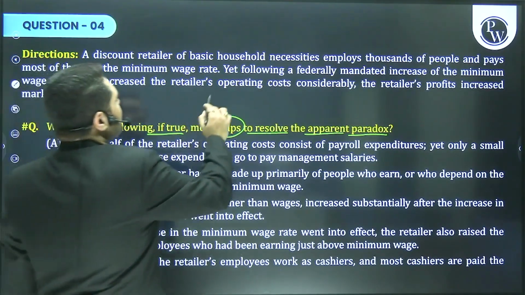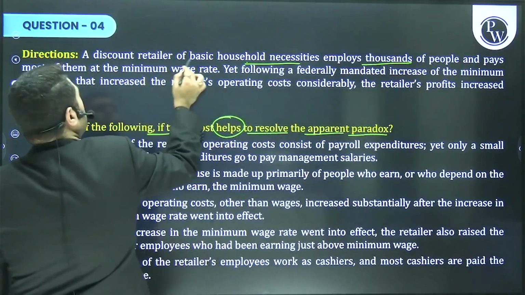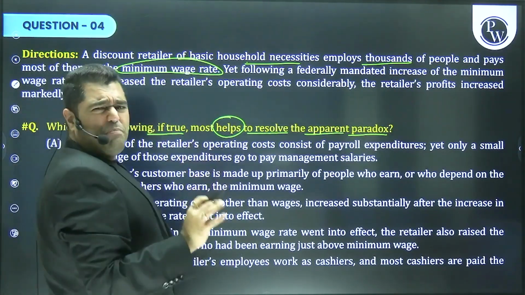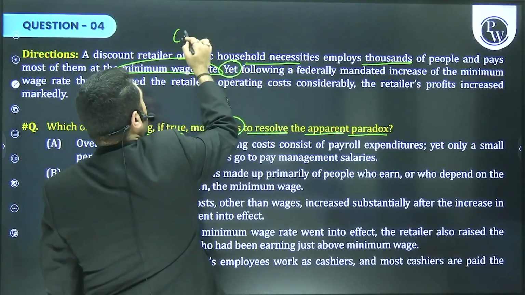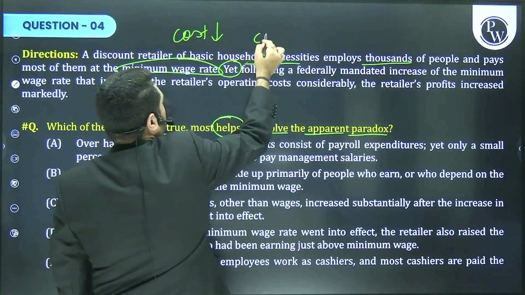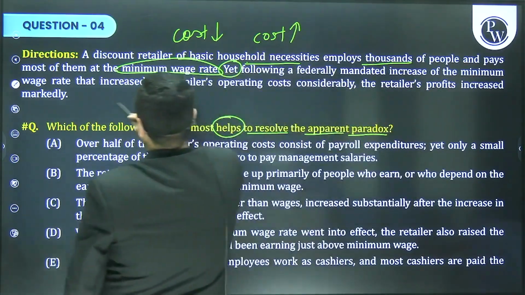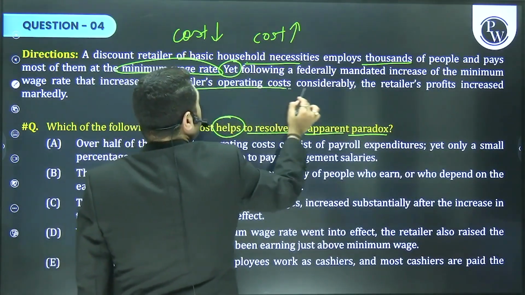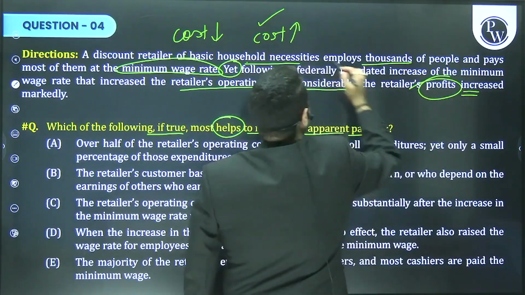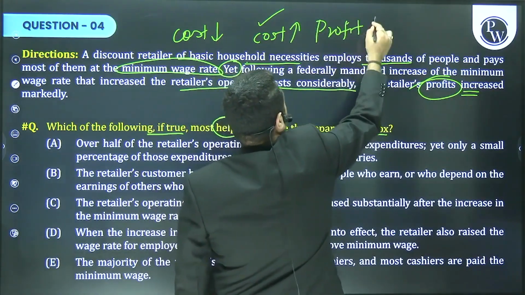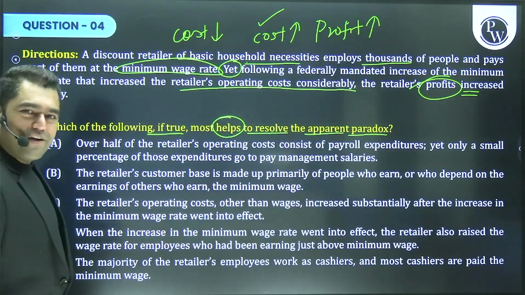Well, what he's saying now, that there is a retailer of whatever, he employs thousands of people and pays them minimum wage rate. Yeah. He pays them just the minimum. People yet. So abhi tak cost was less. Abhi cost is more. Dekho, automatically. Following a federally mandated increase of the minimum wage rate, that increased the retailer's operating cost. Oh my god. People still, his profits increased. So cost increased and profit also increased. How? Explain karo. Chalo, people, let's look at the answer options now.